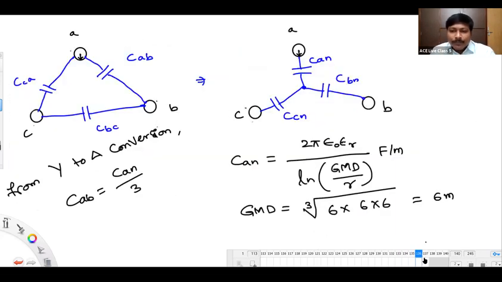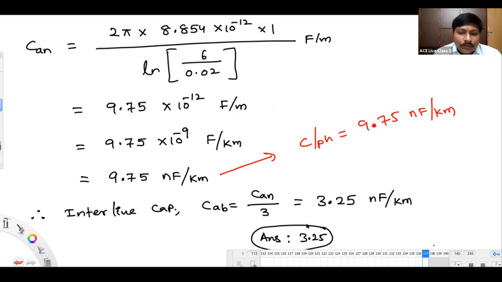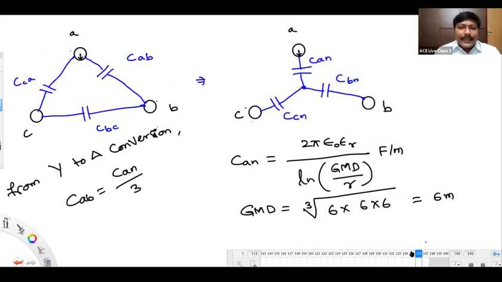In the present problem, how much is this capacitance per phase? You are getting 9.75 nanofarad by kilometer. What's the conclusion now? Both values are looking almost the same. Yes or no? In the previous problem, we did the capacitance calculation with some numbers and got 11.7. Now with some other numbers you are getting 9.7. Both numbers are quite close.